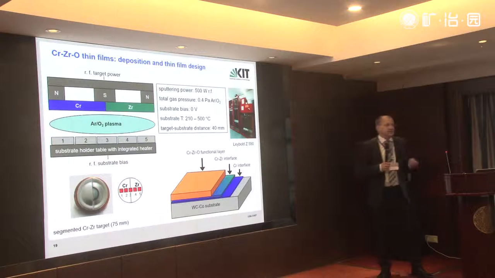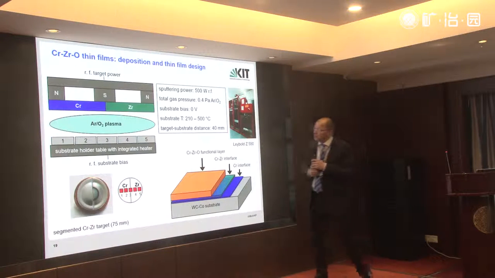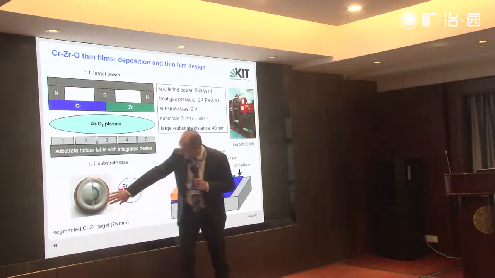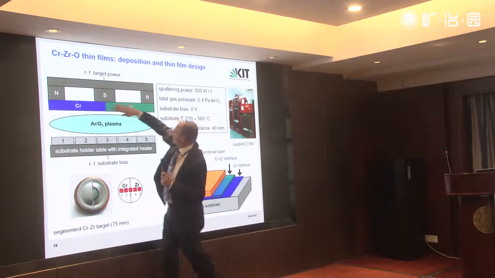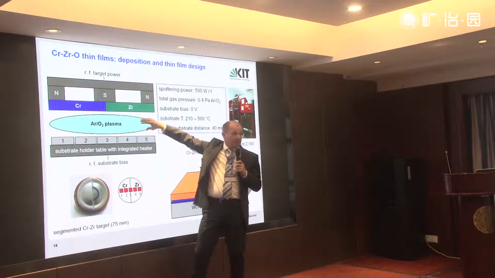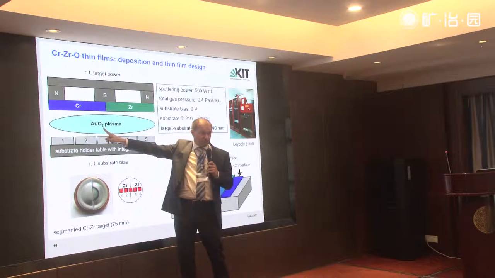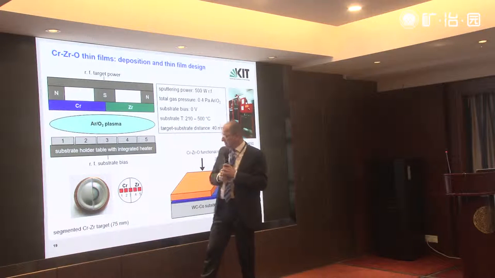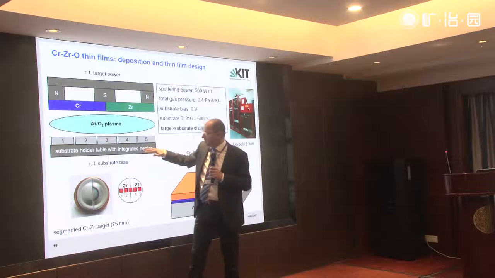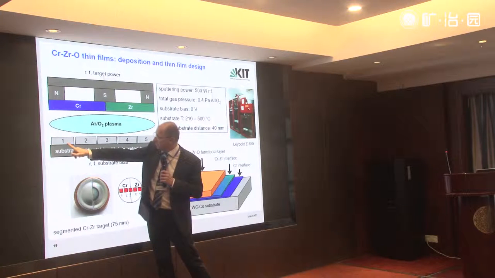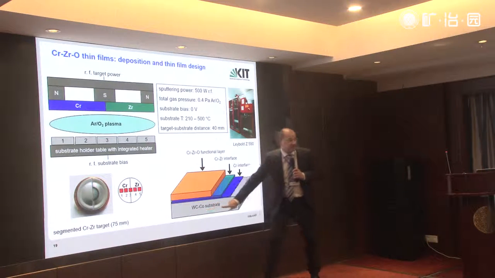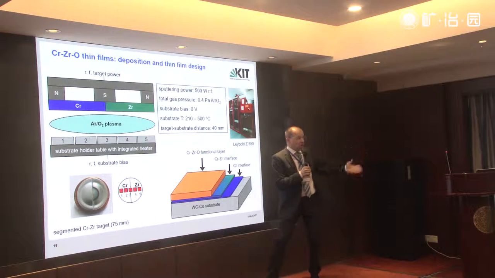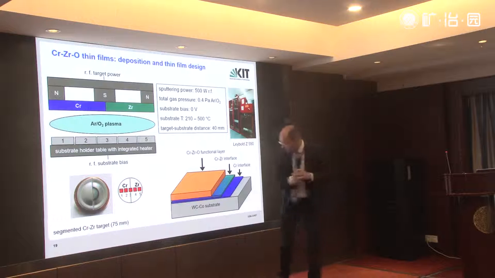So now the approach, as said, is the magnetron sputtering. We are using segmented targets. So we have one side chromium, the other side is zirconium. This is the target here. And we have a reactive plasma, which is made from argon and oxygen. Then we have a substrate holder table where we have different segments 1 to 5, and the substrate material itself is tungsten carbide cobalt. So we want to coat the chromium zirconium oxide onto the top of the hard metals. That's the aim of the work.